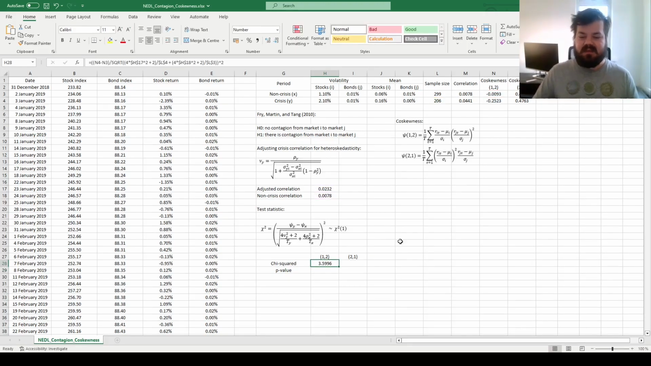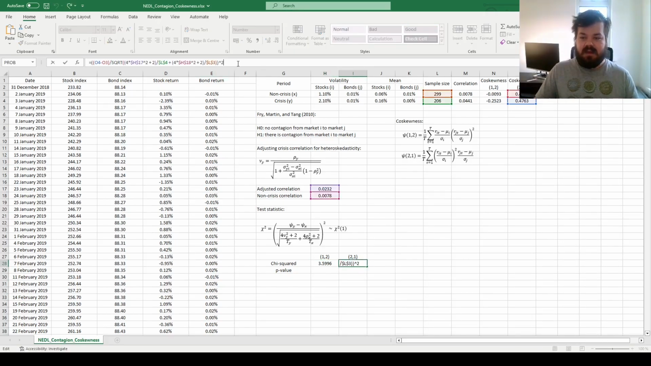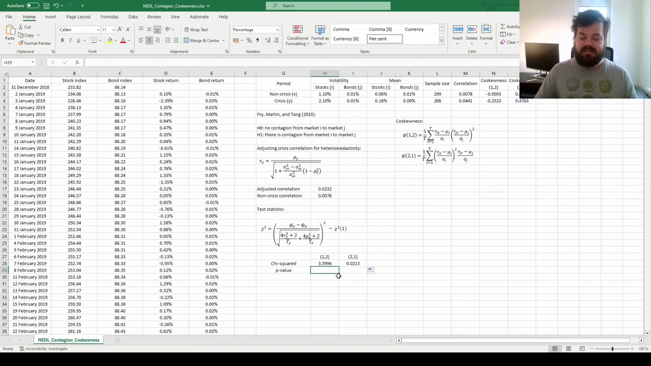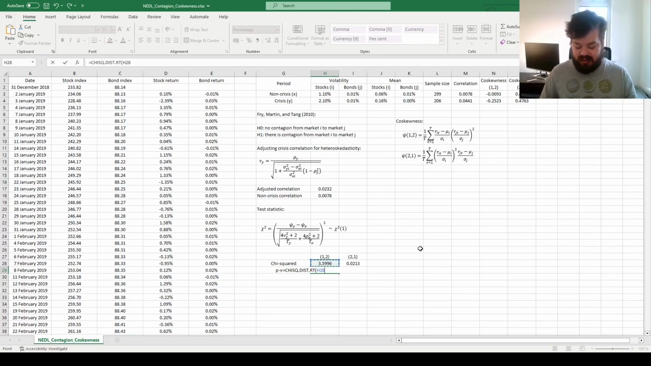And we have got a chi-squared statistic of around 3.6, and as we drag it across, we'll be able to calculate the same statistic for the different type of coskewness. And for the p-value, we just plug this chi-squared statistic into a chi-squared right-tailed distribution with 1 degree of freedom.